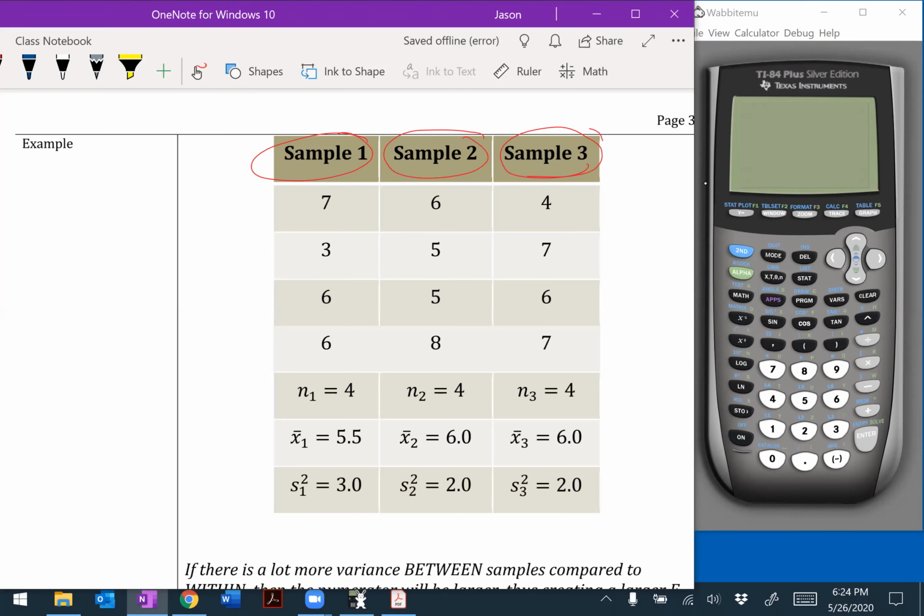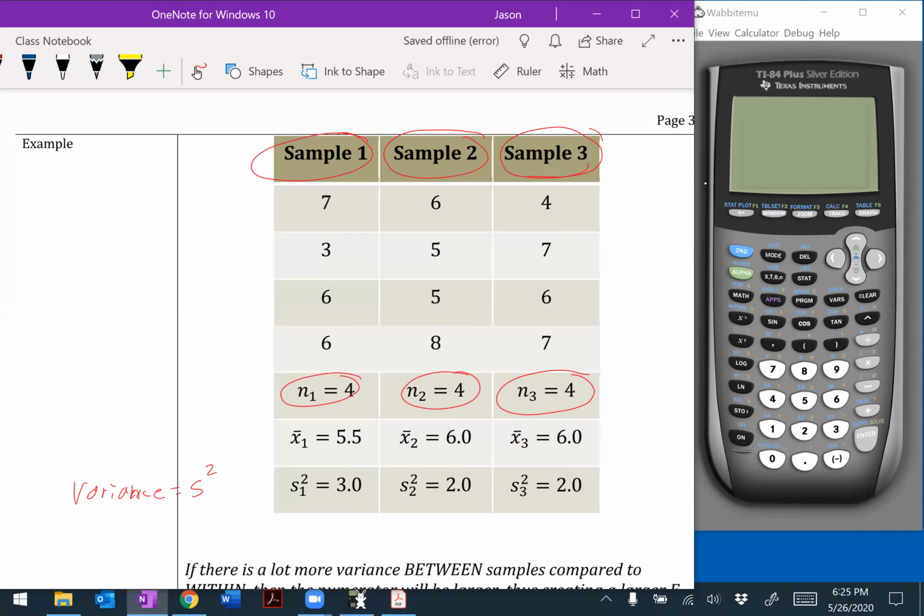Well, they have the same sample size. They're all sample size of 4. They have means. One is 5.5, the other is 6.0, and the other is 6.0. That's pretty close. The sample means are pretty close. And the standard deviation squared, which is called the variance. So the variance is equal to S squared. Okay, so the sample variance is equal to the sample standard deviation squared.